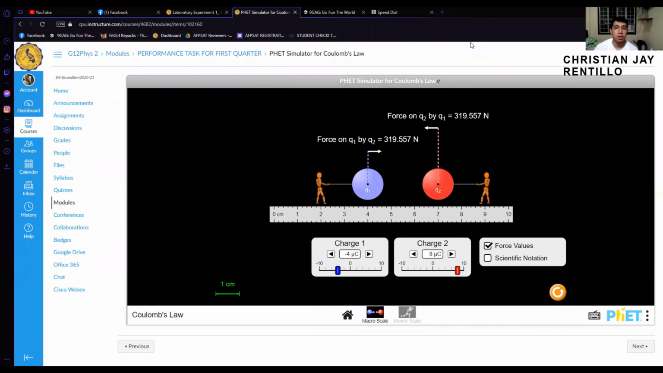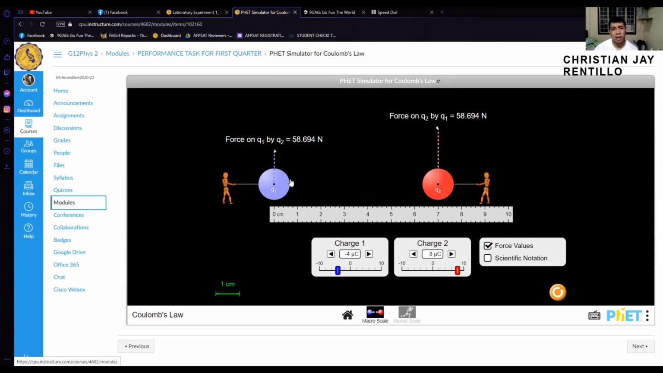Hello, my name is Christian Gerentillo and this is Laboratory Experiment 1 for Coulomb's Law. I'm the one who made the values for our table and I will be using the PhET simulator to get those values. For table A, the distances will remain constant from numbers 1 to 5, while the nanocoulomb charges of Q1 and Q2 will differ from numbers 1 to 5, and our value of F will depend on the values of Q1 and Q2. For our distance, we'll make it very simple: 7 centimeters.